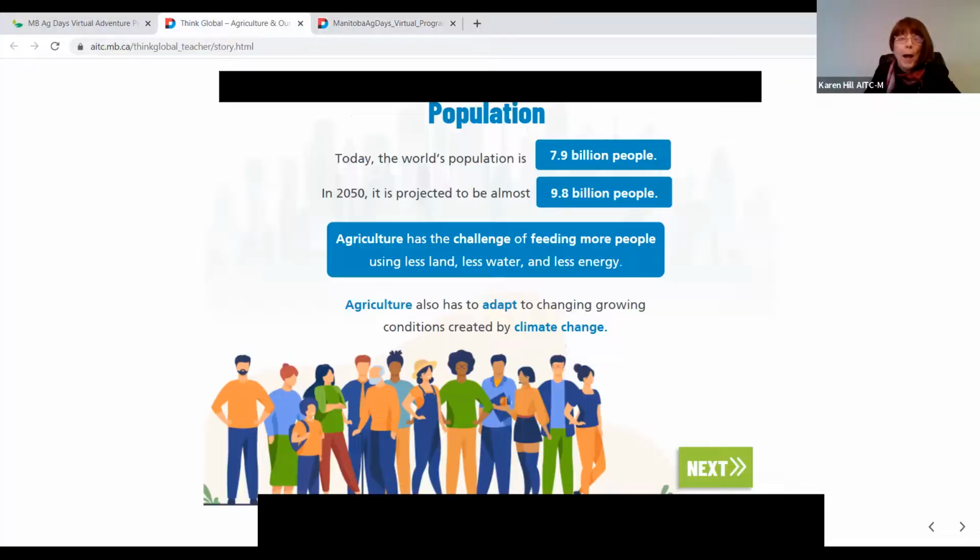All right, let's go back to the game. So now we move on to the population section. Do a quick reminder to the students that, of course, they need to stop and discuss, be prepared to discuss when they get to that slide. So we identify the current population, the expected population in 2050, that this gives agriculture a challenge to feed more people, and at the same time, we have to adapt to climate change.